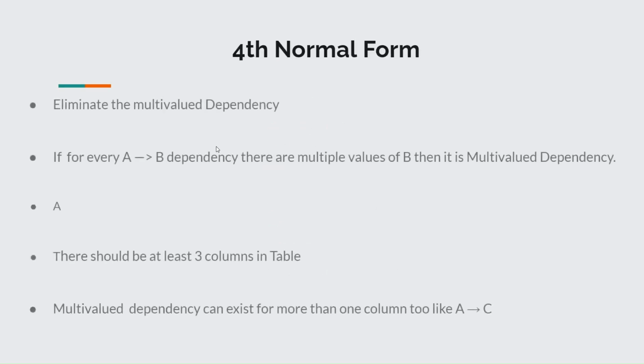In the previous lectures, we talked about first, second, and third normal form and also BCNF. So what is fourth normal form? Fourth normal form aims to address and eliminate the multi-value dependency.